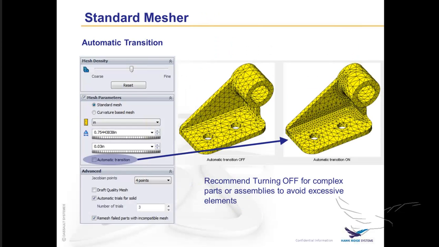The standard mesher also has several other options. One of them is called automatic transition, and this is a nice feature to use in simple parts, but I do recommend turning this off for complicated parts and also assemblies, simply because it can create an excessive number of elements, especially in regions of smaller faces or smaller features. For the most part, I like to have control over where my mesh refinement occurs. But this isn't a bad option to take a look at in your initial mesh, for a fairly coarse mesh on a fairly basic component.